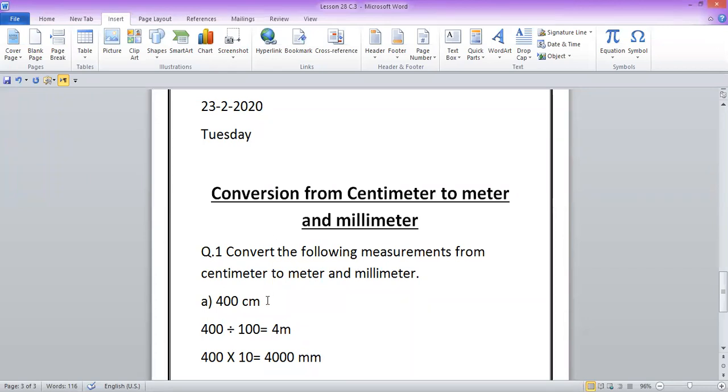The value is now given in centimeter. You have to find out how much meter that is. So you will divide it by 100. 400 divided by 100, 4. And for millimeter, you will multiply by 10. It will be 4000. Clear, guys?